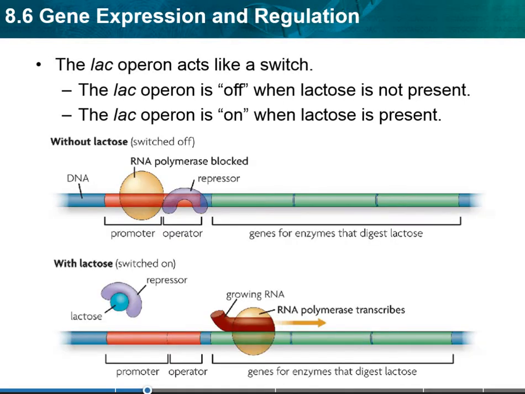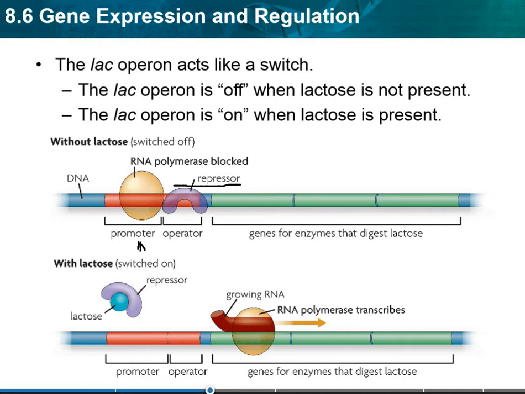Down below you see the promoter right here, and that's where the RNA polymerase attaches. It will start to travel down the strand of DNA, but when it gets to the operator, you see that there is a repressor here. That repressor won't allow the RNA polymerase to continue on down the line, so this is considered off. There's no lactose present, so the repressor is going to stay there and not allow the RNA polymerase to continue on.